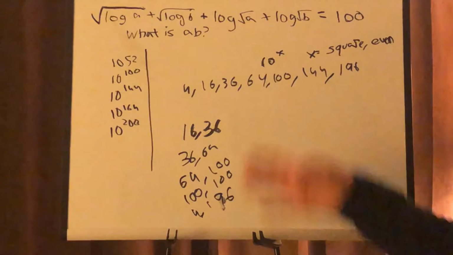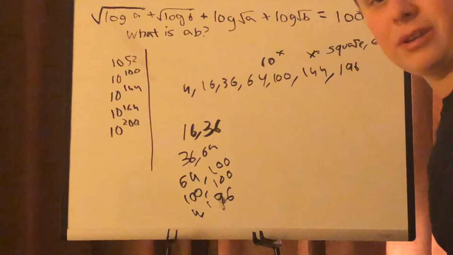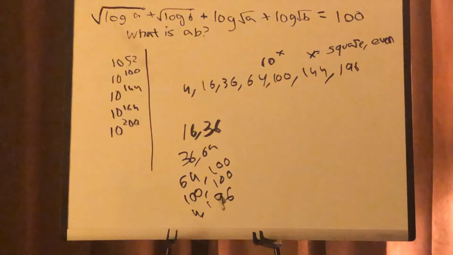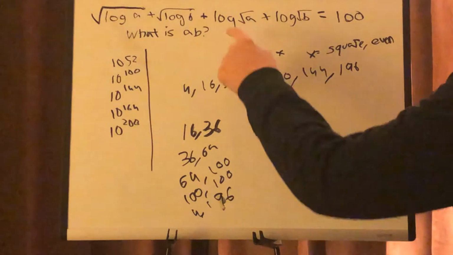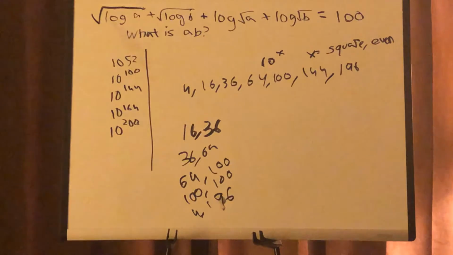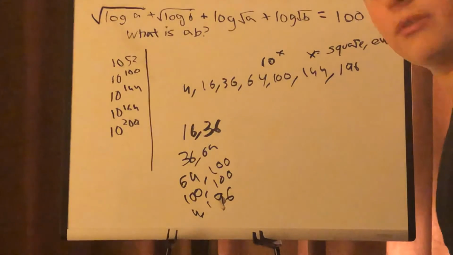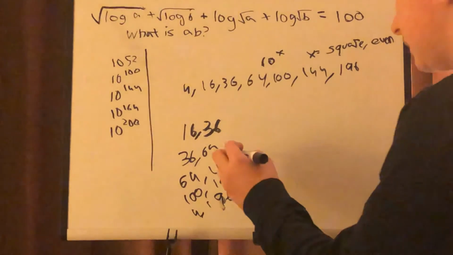Well, usually I find when we have things like this we got to test out, it's best to start in the middle. So let's start in the middle. Because then we can see, okay, are we too high or too low? So 64 and 100. Well, square root of log of 10 to the 64 is going to be 8. And that's going to be 10. So we've got 18 so far. Log of the root of A, so log of 10 to the 32 is going to be 32. So we're at 50 right now. And then we got 100 over 2. That's going to be another 50, so we're going to be at 100. Wow. So it looks like this time we got a little bit lucky.